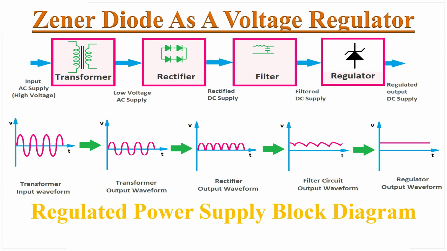Let's say we have designed a power supply using a rectifier and a filter circuit. Even after the filter circuit, we can see there are some ripples in the output waveform, and these ripples can be reduced by using a Zener diode after the filter circuit. Now the Zener diode acts as a voltage regulator and we can get a constant DC output voltage.